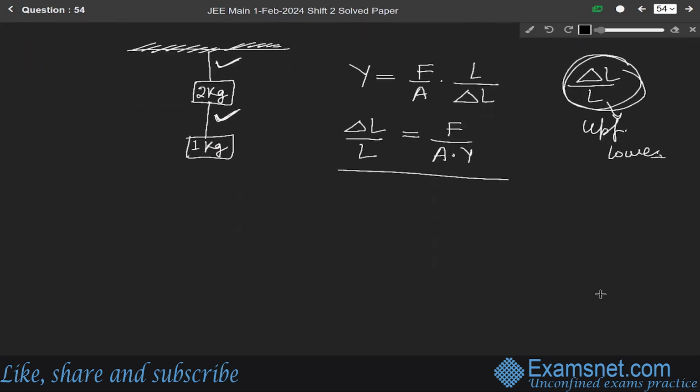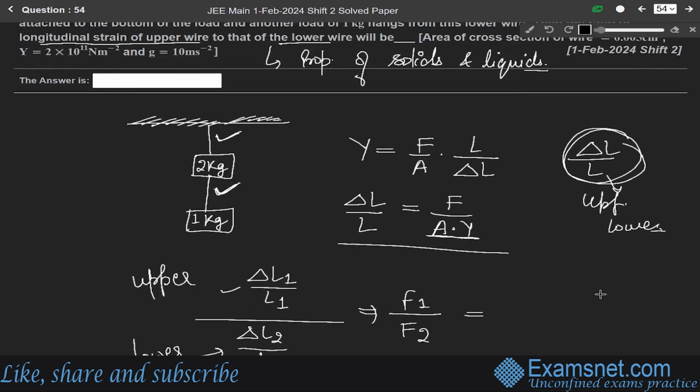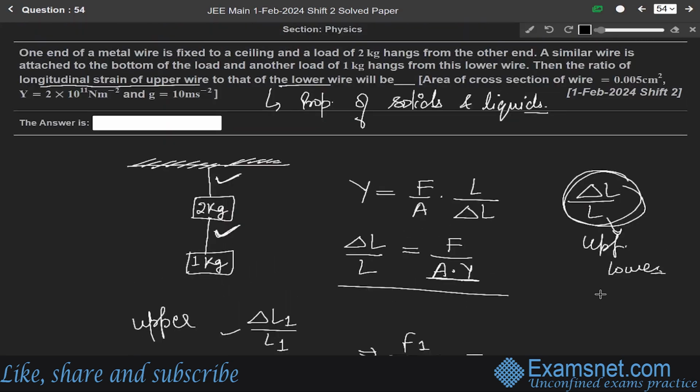F over A into Young's modulus Y. So using this formula, delta L1 over L1 over delta L2 over L2. This is for upper wire and this is for lower wire. It will be equals to, since area is constant, Young's modulus is constant, so we will use only F1. So it will be directly proportional to F. So it will be F1 over F2. So F1 is given as what? F1 will be 30 and F2 will be 10.